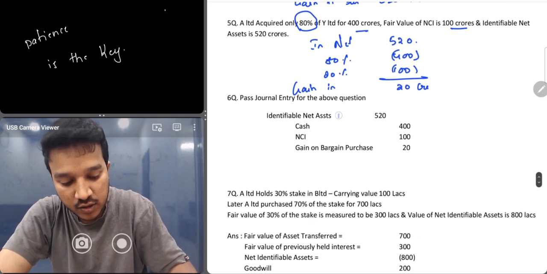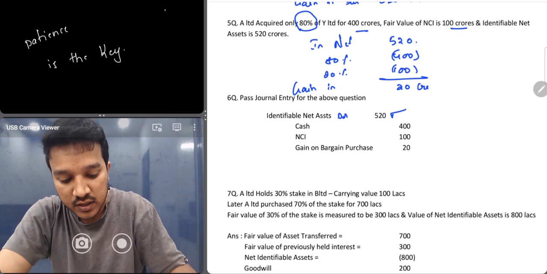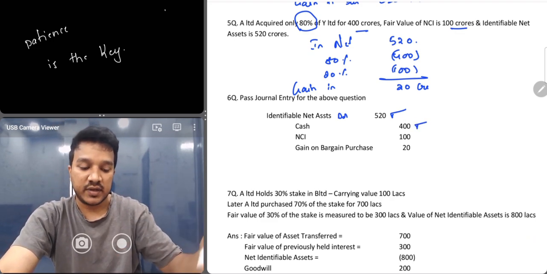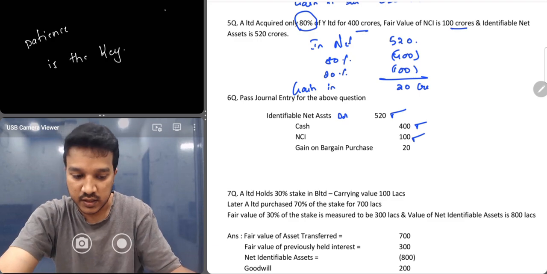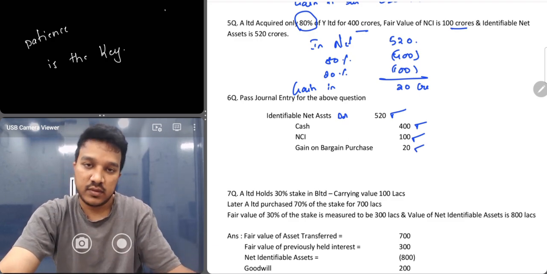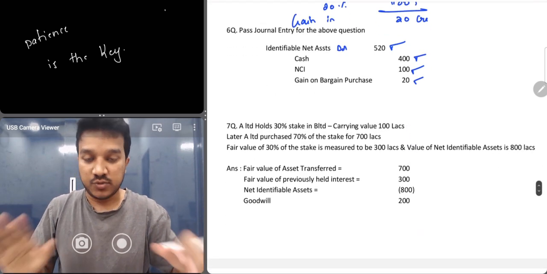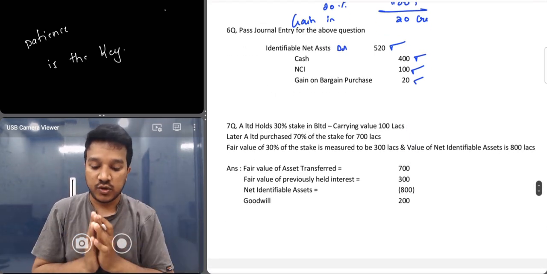Simple. Identifiable assets account debit हो जाएगा तुम्हारा 520 से, और cash you are paying cash, so obviously credit. Non-controlling interest will have a credit balance, so non-controlling interest का 10, and then the balance gain obviously is a credit, so 20. I hope this point is also clear, and this video must be helpful.